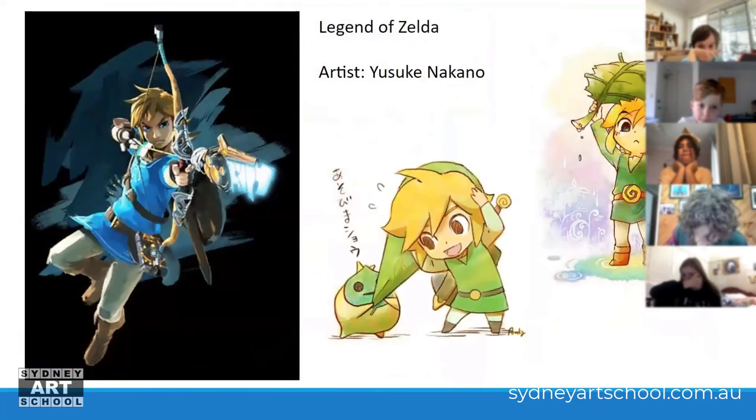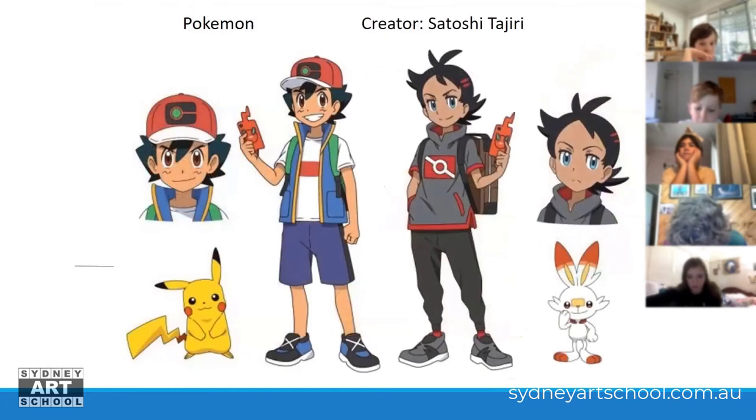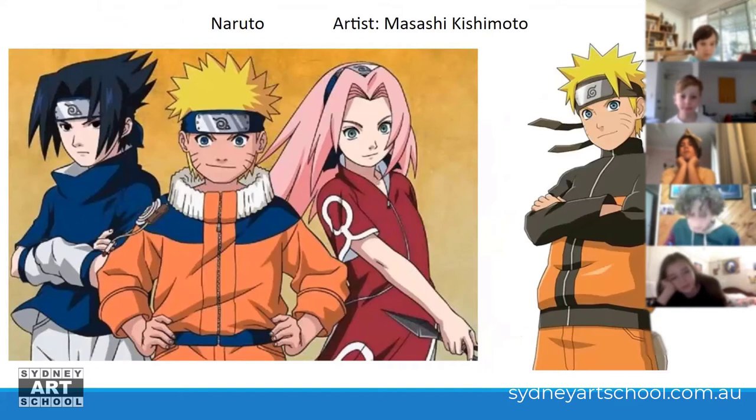Your character has to be recognizably the same character page after page or frame after frame. And part of that means that there has to be an internal logic to the way that your character is built. So when you look at these two characters side by side, their faces look different, but they are consistently the same character. And even here with Naruto, there's a younger version of him on the left and an older version on the right, but it's consistently the same character.